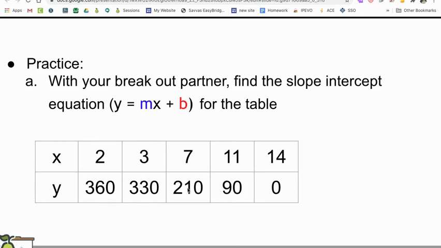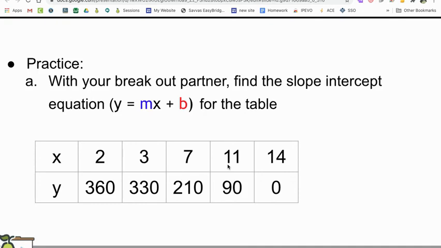Similarly, if we go from 210 to 90, it's also going down by 120. So again, if we divide that by 4, because from 7 to 11 is 4 units, we would also get a minus 30. So now we know our change in y for every 1 unit is going down by 30, and our change in x for every 1 unit is 1. So our slope in this case is minus 30, or a negative 30, because we're going down every time.